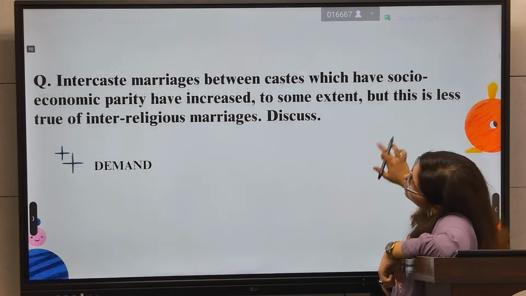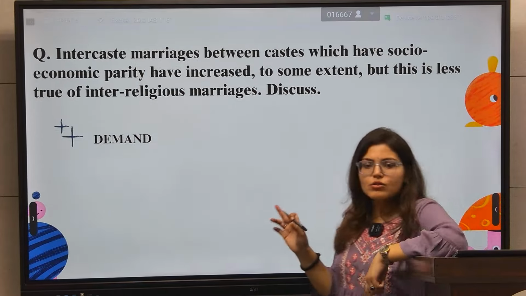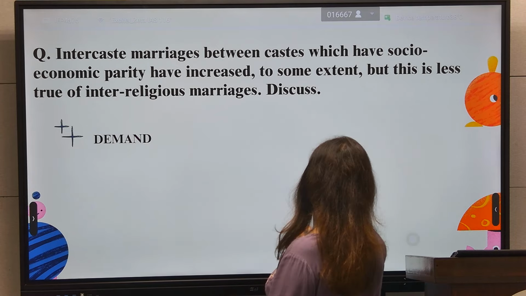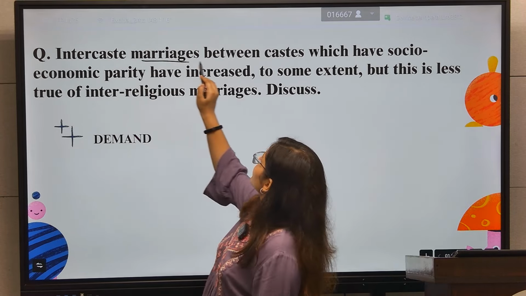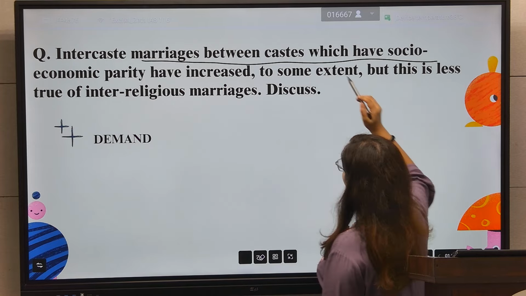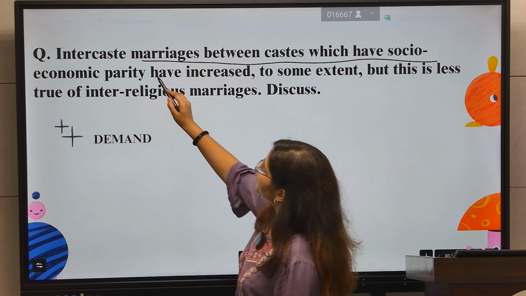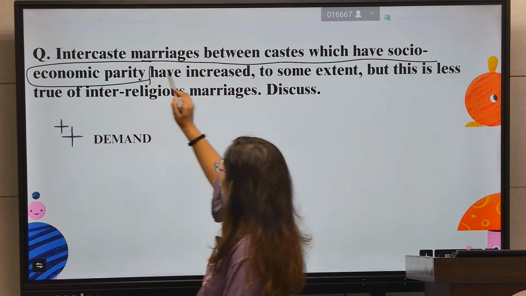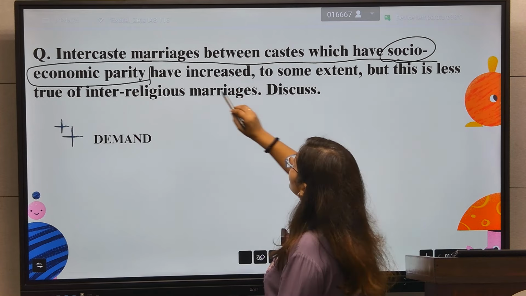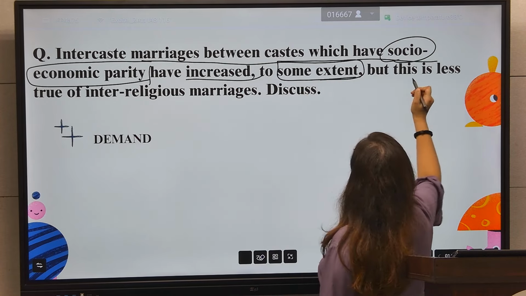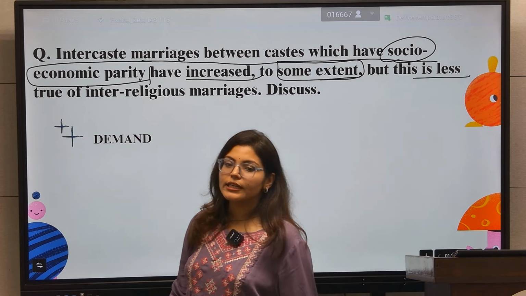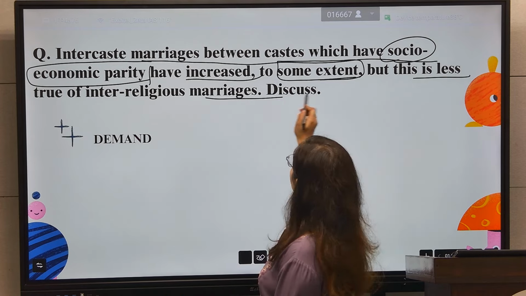Now the second question, let's come to second question. This is also a 10 marker question. So see what the question is asking. Intercaste marriages between castes which have socio-economic parity have increased to some extent, but this is less true in inter-religious marriages. Discuss.